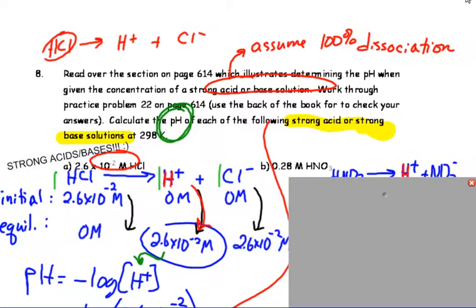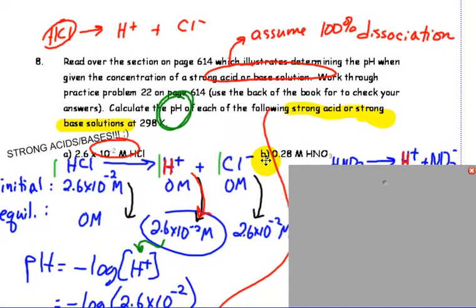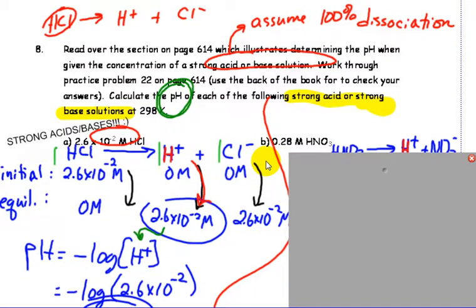Welcome back, Chemistry 30. This is the last video of the 19.3 booklet. So in the last one I left you with the strong acid and base questions, assuming of course 100% dissociation, and then from that figuring out pH.